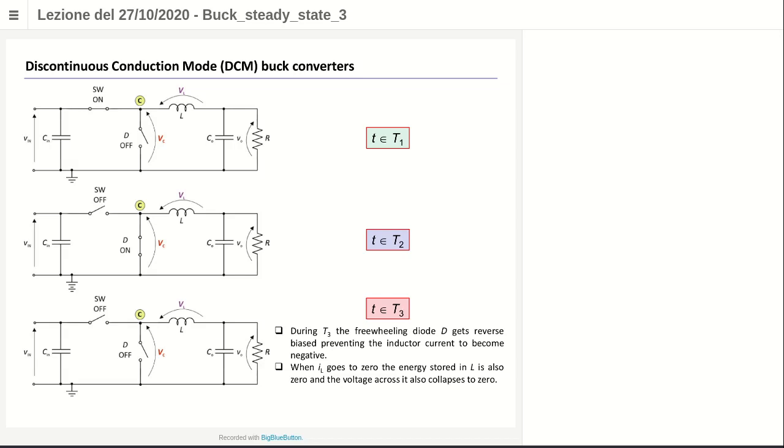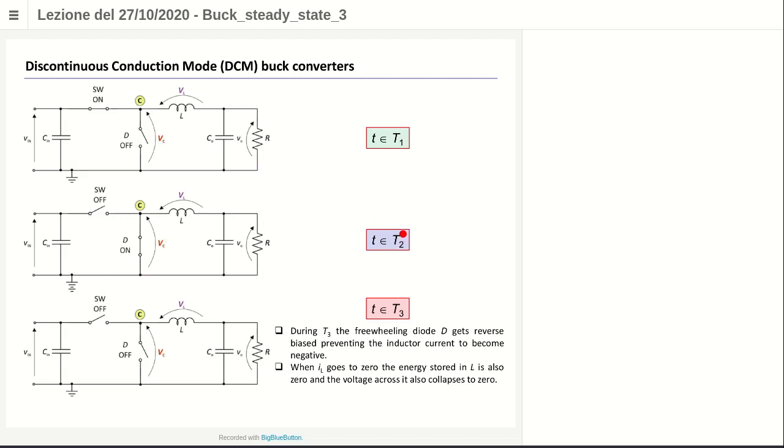But let's have a look at what it means in terms of circuit construction and topology. In the time interval T1, sometimes I also call this T on, and on refers to the switch. Then you have this classical situation, already known from CCM. Then in the time interval T2, you have the situation which is reversed: switch off and diode on.